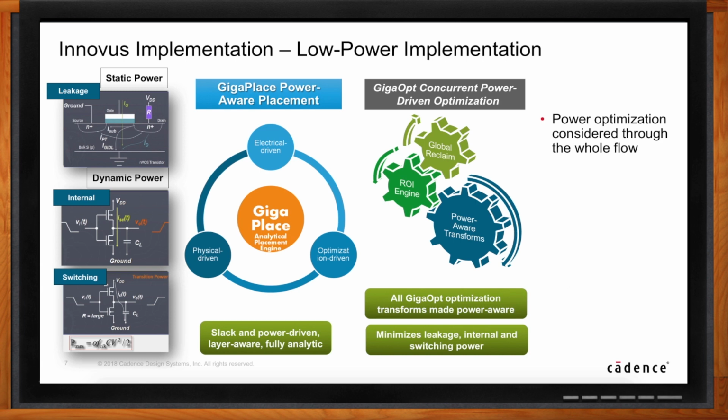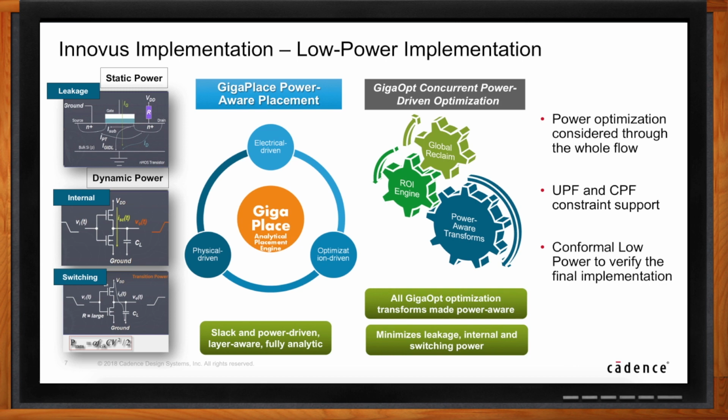Now, another important part of power optimization is the constraints itself. The whole environment is based on UPF and CPF. So as you write your constraints for power optimization, we natively understand all those, and then they can be verified at the end of the flow using Conformal Low Power that ensures all the power optimization is functionally correct. So it really is a very well-established power optimization flow we offer on the mixed signal environment.